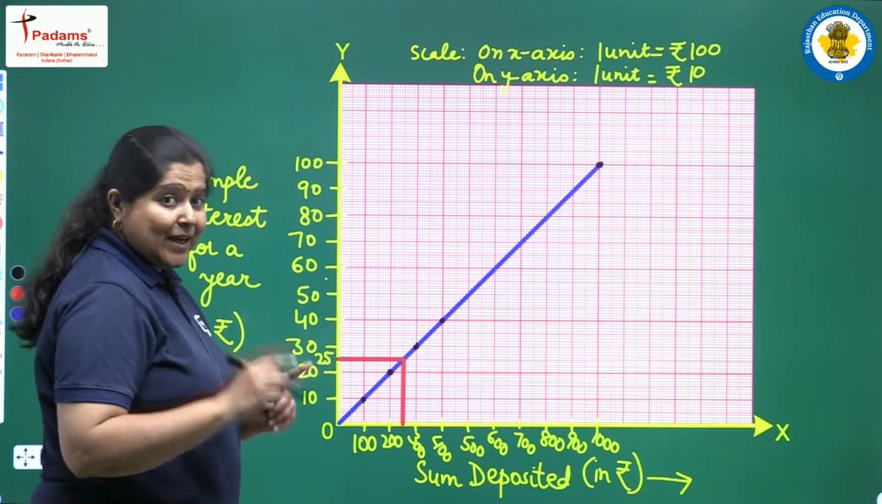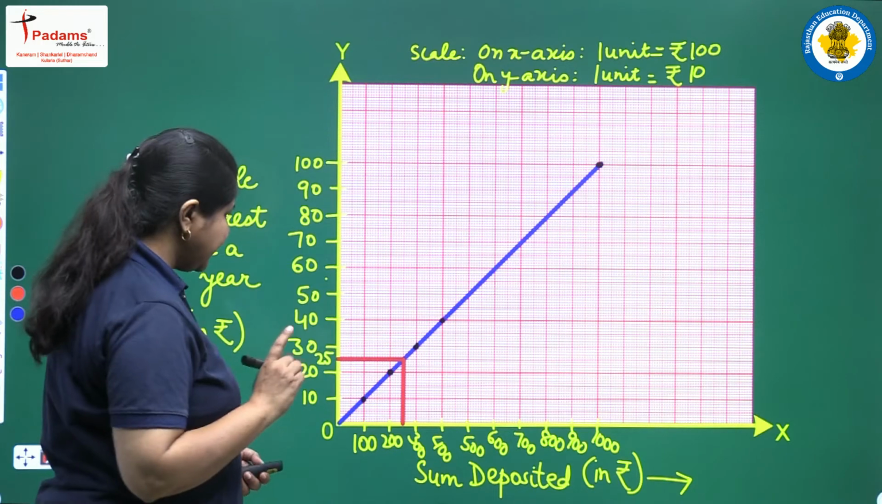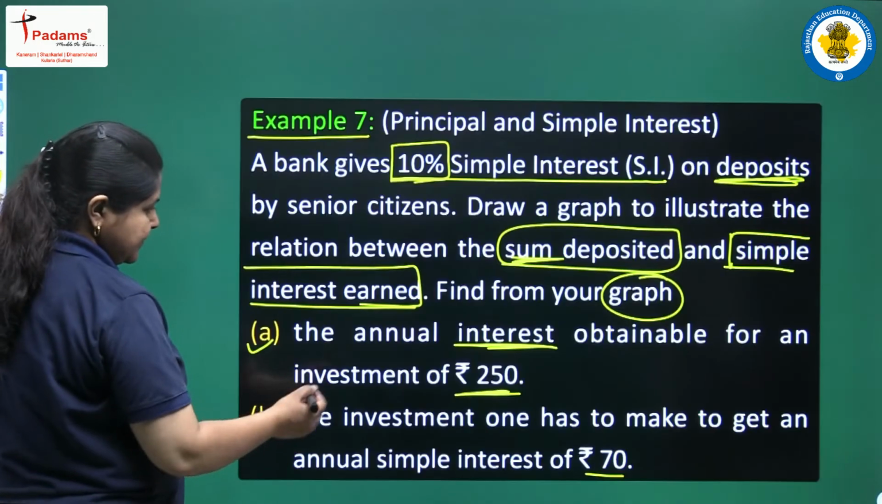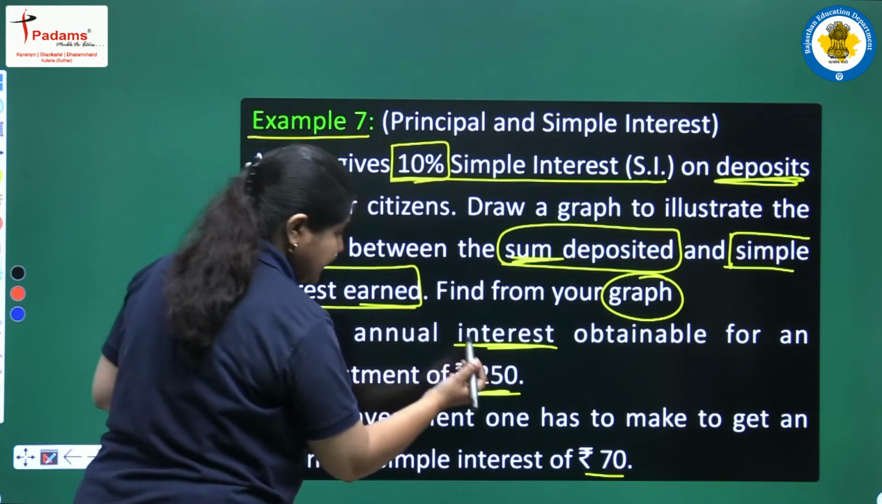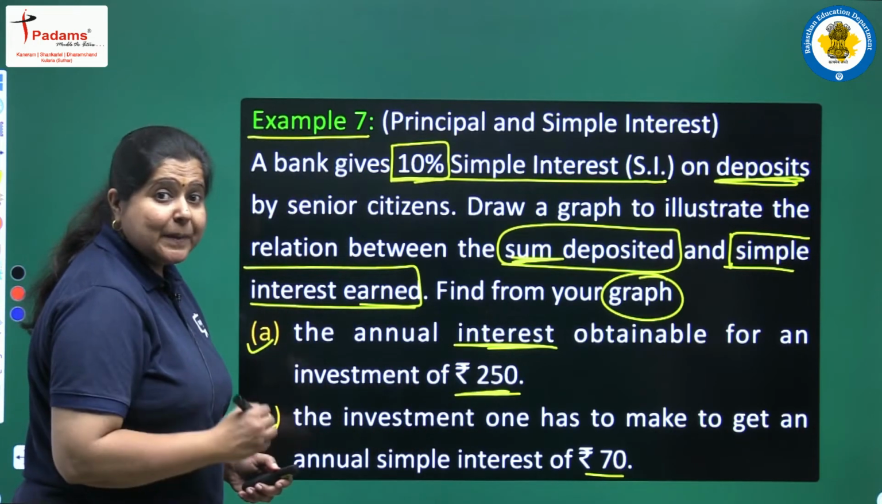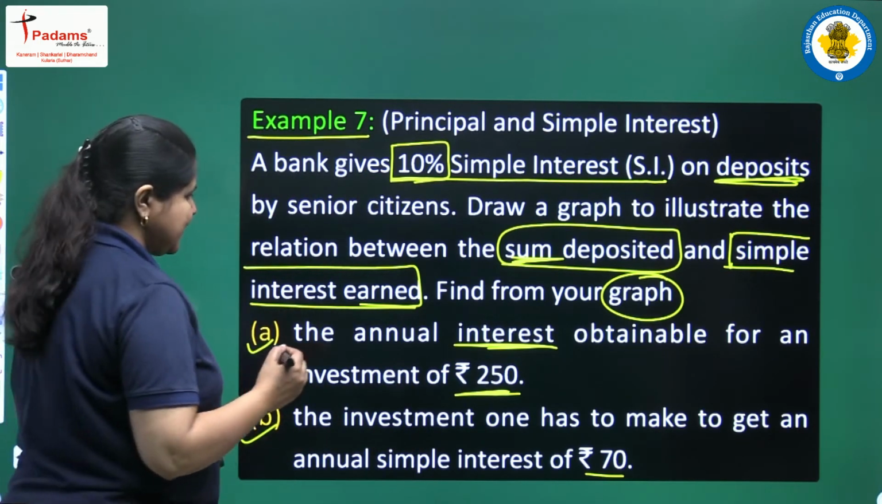So from here, what answer do we get for the first question? We can write the answer here. The annual interest obtainable for an investment of rupees 250 is rupees 25. We give the answer on the next page.